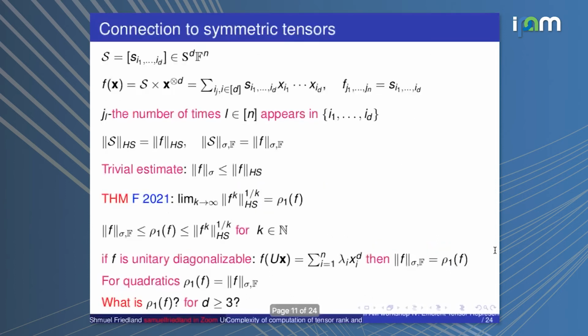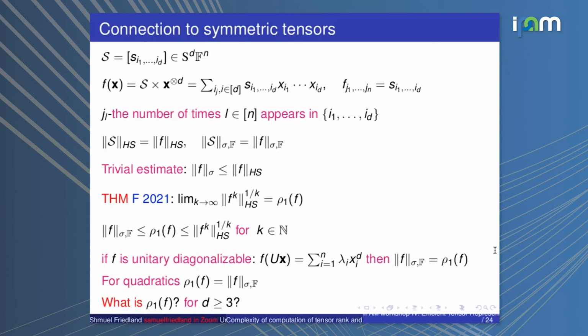David, please, next one. Okay, so what is the connection to symmetric tensors? If we take a symmetric tensor and contract it with x to the power d, then we are going to get f(x). So in the second line, you see this summation. Essentially, f_{j1...jn} is equal to some entry of the symmetric tensor. How? I take S_{i1...id}, and for each index l, I count how many times l appears in i1 through id, and this is going to be j_l.